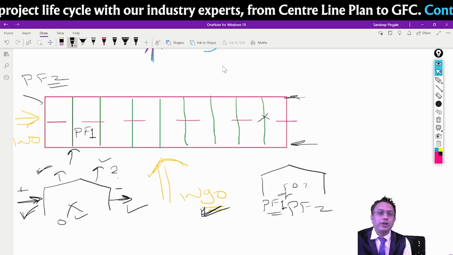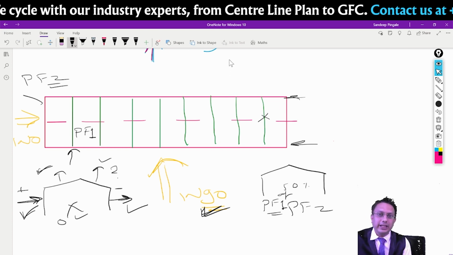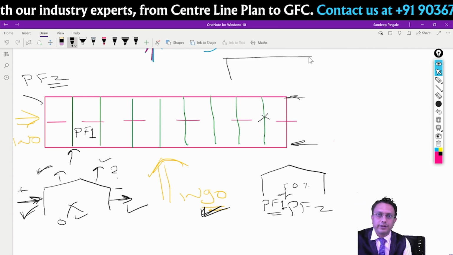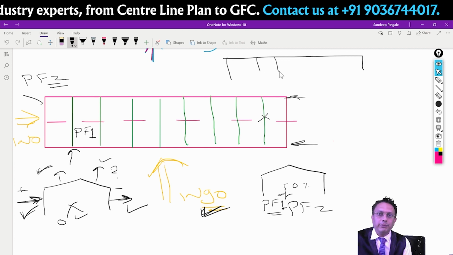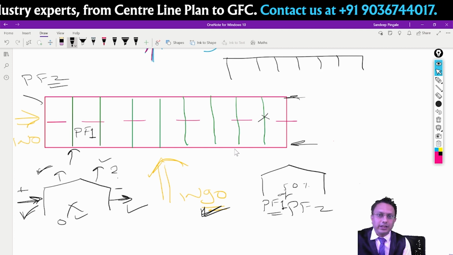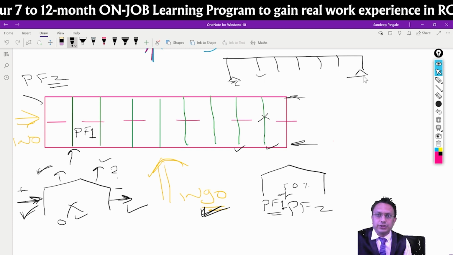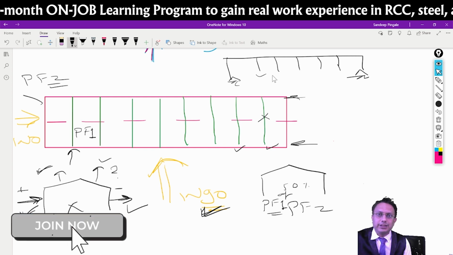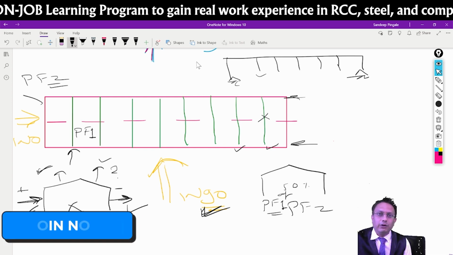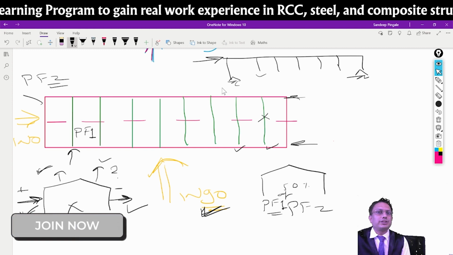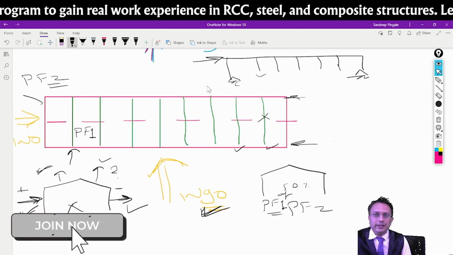Now the real story comes up with the PF3. Now how many of these things are there? Whatever the number of columns, those lines will come here. Correct? I'll just draw it like this. Everywhere it will be like that. Now here you need to apply the forces and calculate it.